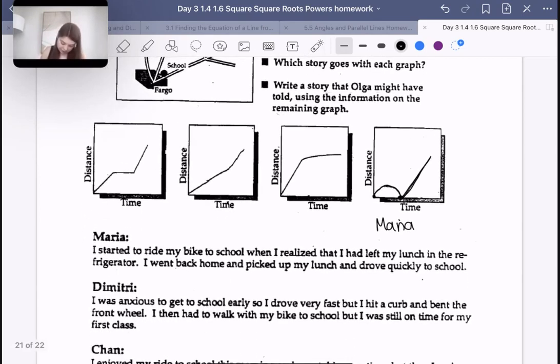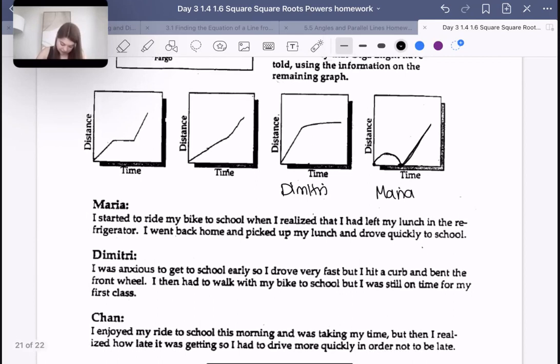Dimitri: I was anxious to get to school early, so I drove very fast, but I hit a curb and bent the front wheels. Then I had to walk with my bike to school, but I was still on time for my first class. Okay, so this would be someone who at first went quickly to school, so not a lot of time passing, but a lot of distance, much like this, right? And then walked slowly. So it took more time to cover just a little bit of distance at the end there. So I think Dimitri's graph would be this one. Okay.